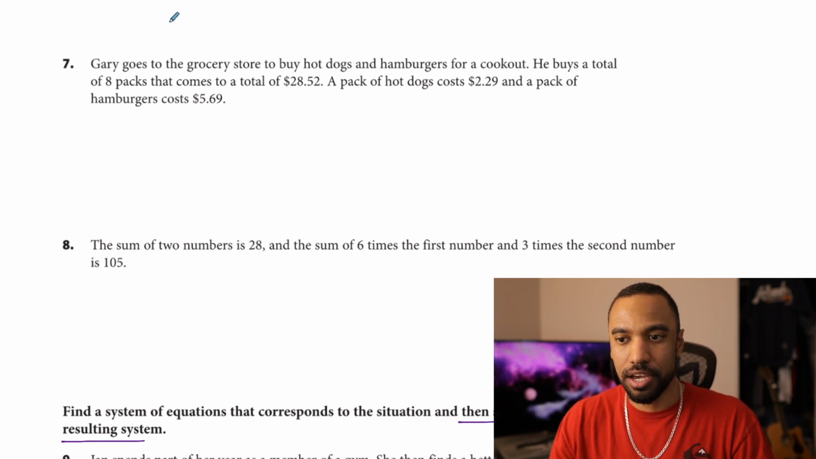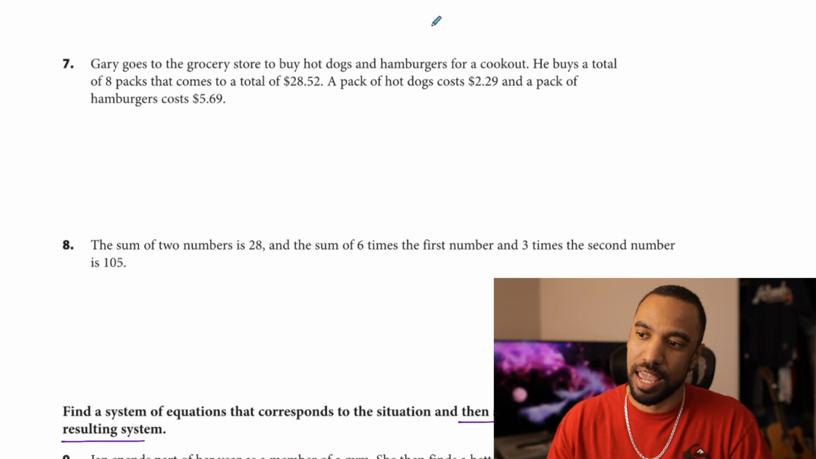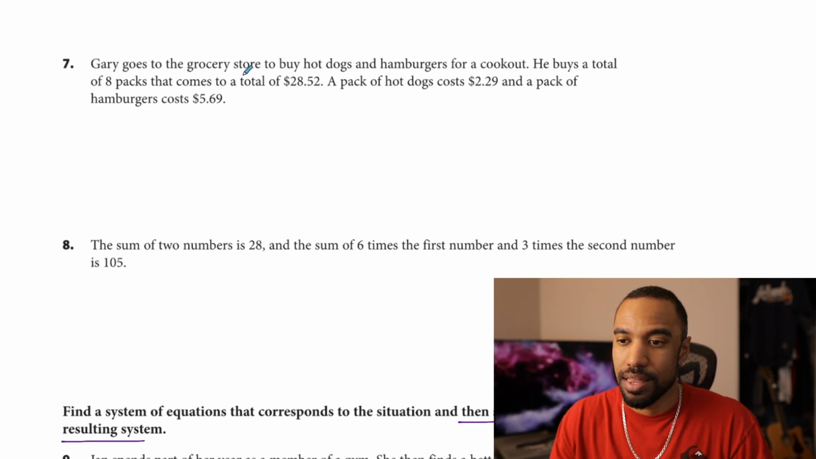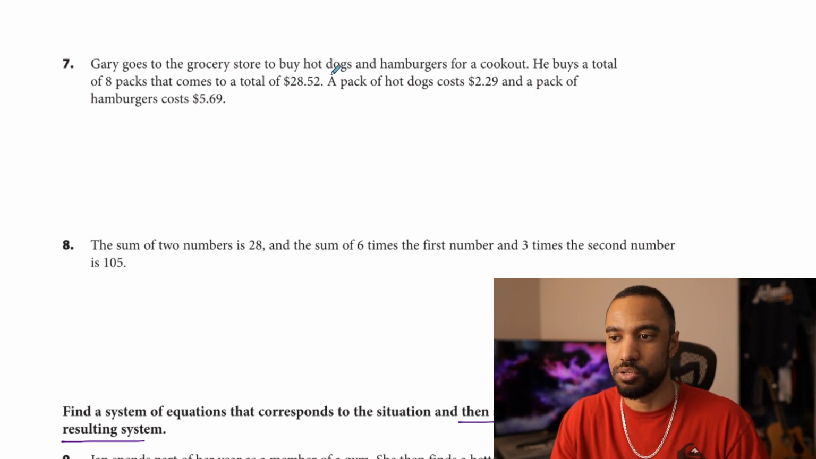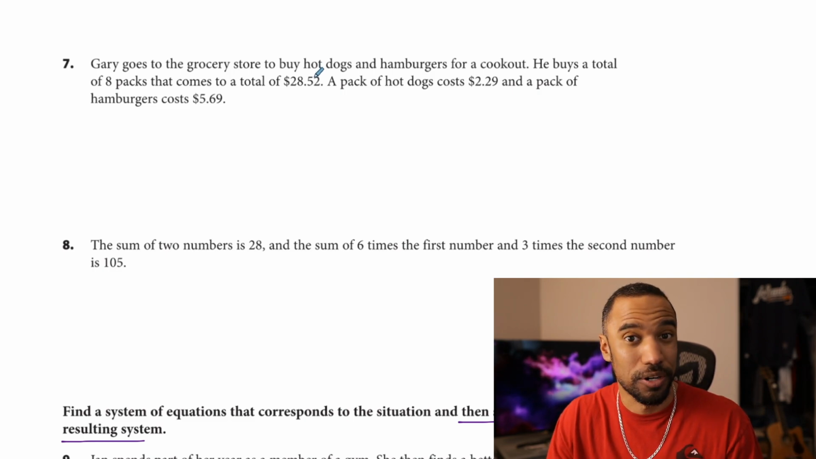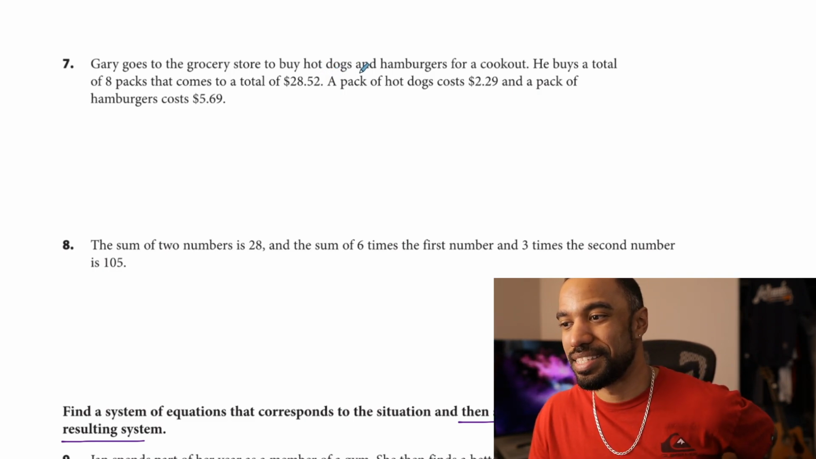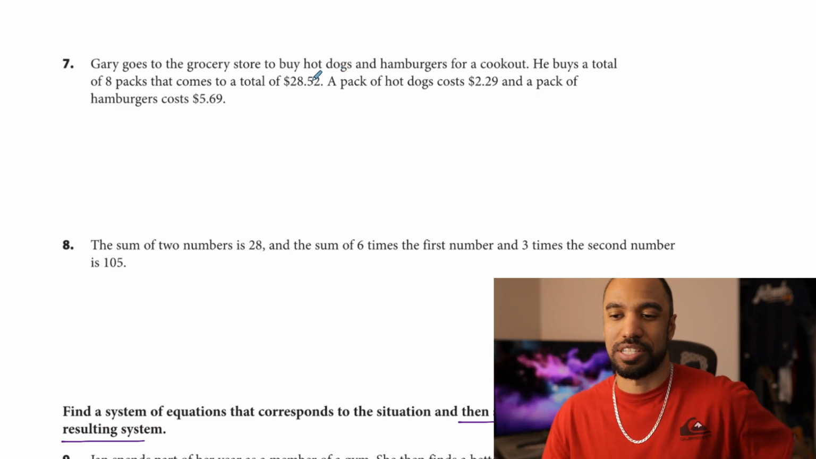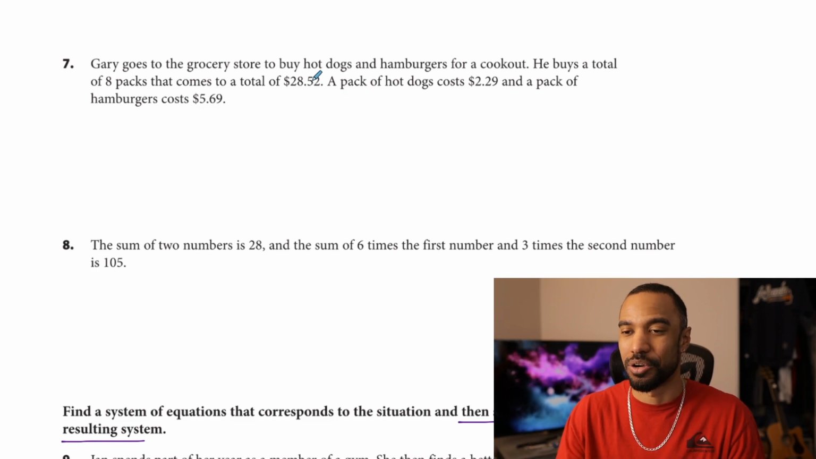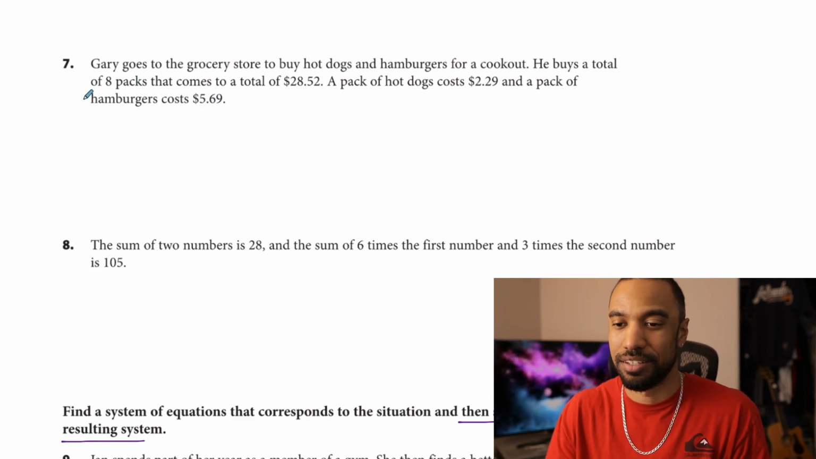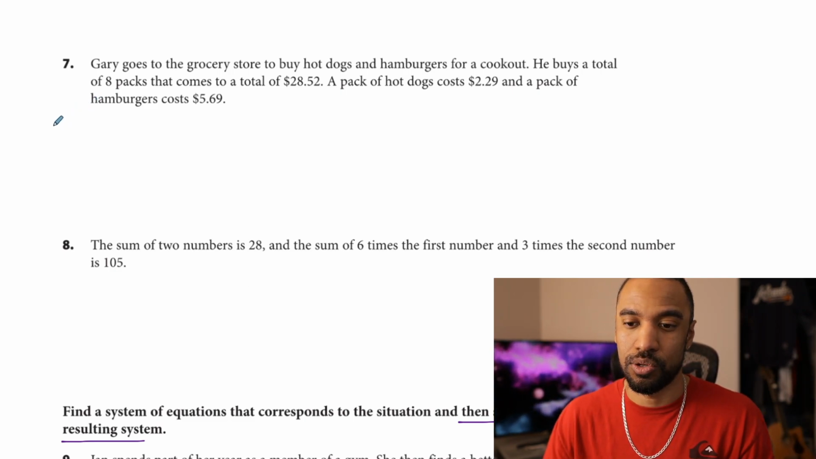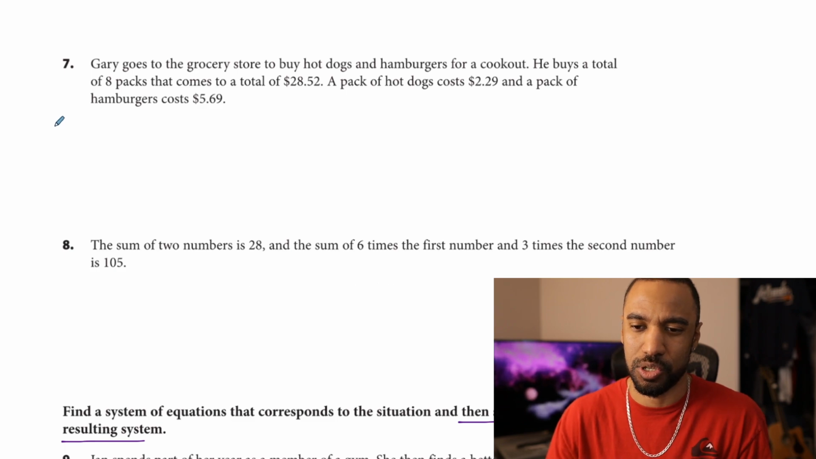Number 7, Gary goes to the grocery store to buy hot dogs and hamburgers for a cookout. He buys a total of 8 packs. That comes to a total of $28.52. A pack of hot dogs costs $2.29, and a pack of hamburgers costs $5.69. How much of each pack did Gary purchase is the question. Okay, let's go without writing that. Let's see if that makes sense. Hot dogs and hamburgers both start with H, so I'm going to avoid doing that. I know you could use D for hot dogs, stuff like that, but I'll just do X and Y.